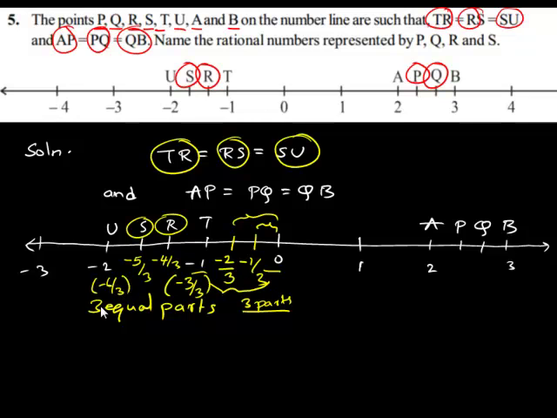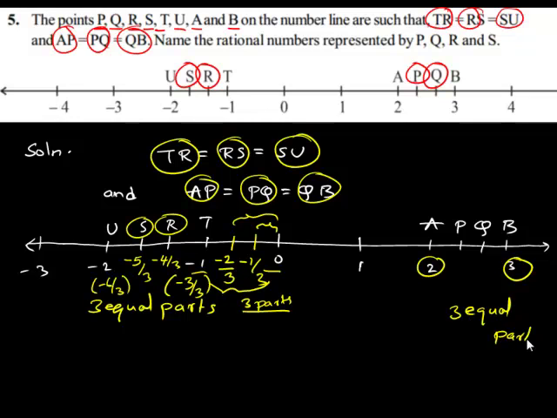and -2 can be written as -6 upon 3. Similar to this case, as we have AP is equal to PQ is equal to QB, such that the unit length between 2 and 3 is divided into 3 equal parts. Let us also divide the unit lengths between 0 and 1 and 1 and 2 into 3 equal parts. So we have 3 parts between 0 and 1 and 3 parts between 1 and 2.